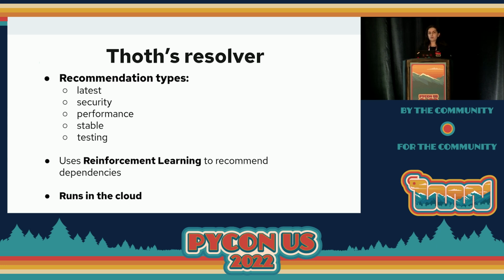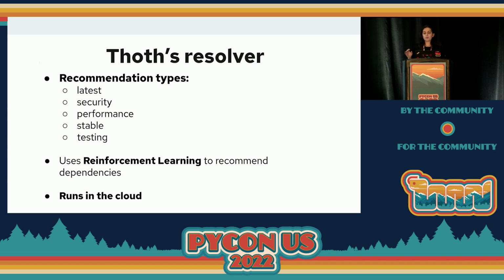Thoth's resolver has 5 different recommendation types, which can adapt the dependency resolution process to user specific needs. Of course, the resolver can solve dependencies to the latest possible versions, but for example, it is also possible to configure the resolver to get the most secure possible software stack. The security recommendation type is particularly useful if you want to manage dependencies in applications which are deployed in a production environment, for example, because the associated set of dependencies will contain only versions that are free of known vulnerabilities.